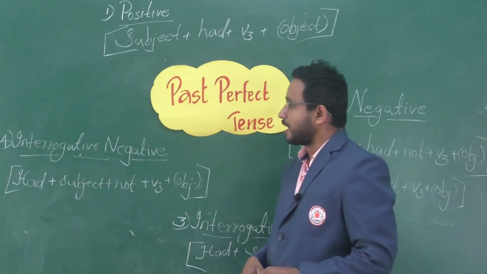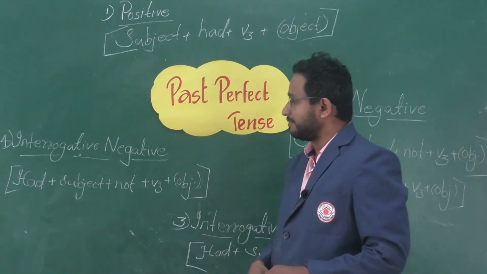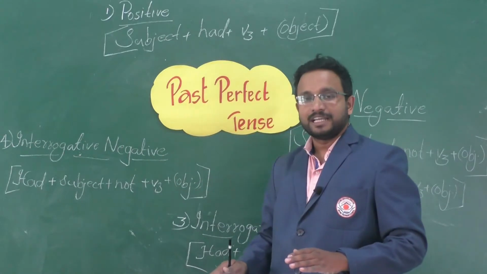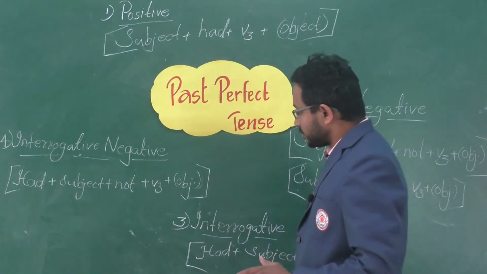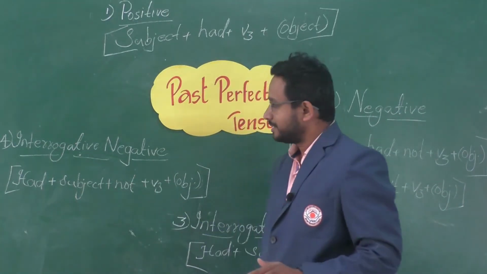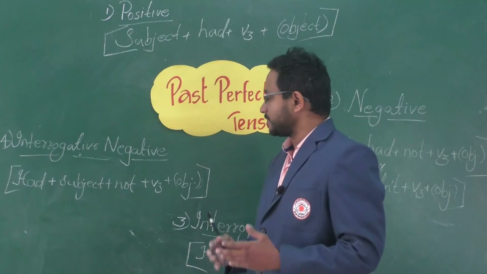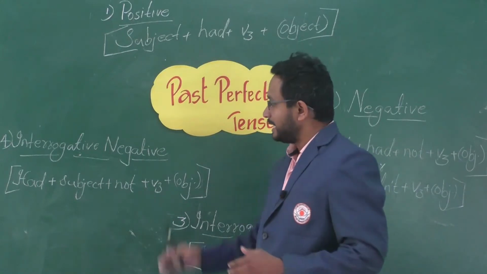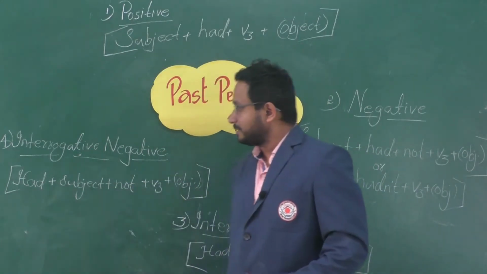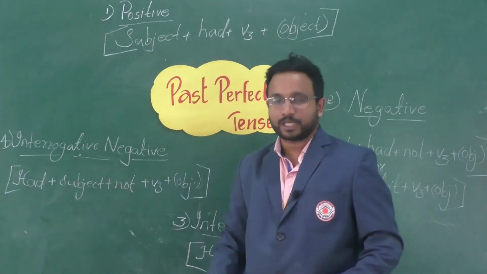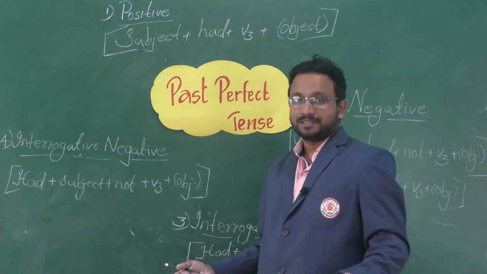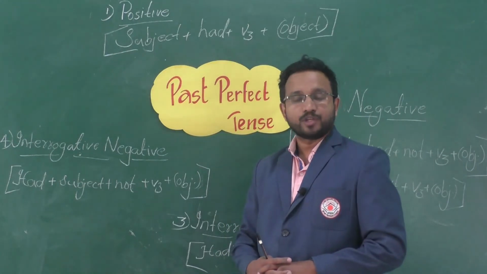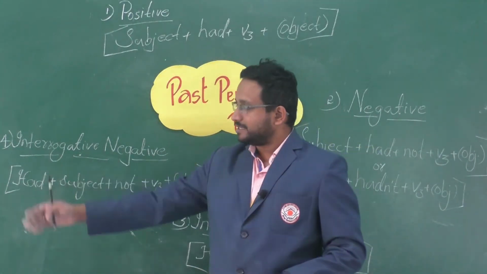Now let's come to the last part, that is interrogative negative. In other words, we can call it negative questions. Okay, so we add not here. So the formation is had plus subject plus not plus V3 plus object. Object is optional. And again, I have not written the other formation, that is the short form. It can be hadn't plus subject plus V3 plus object. Short form of this formula.